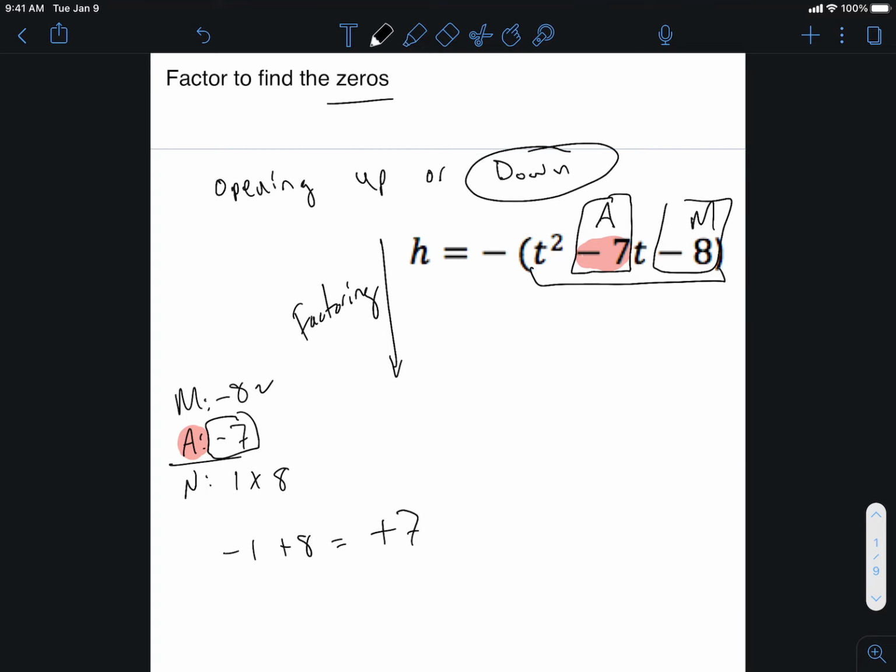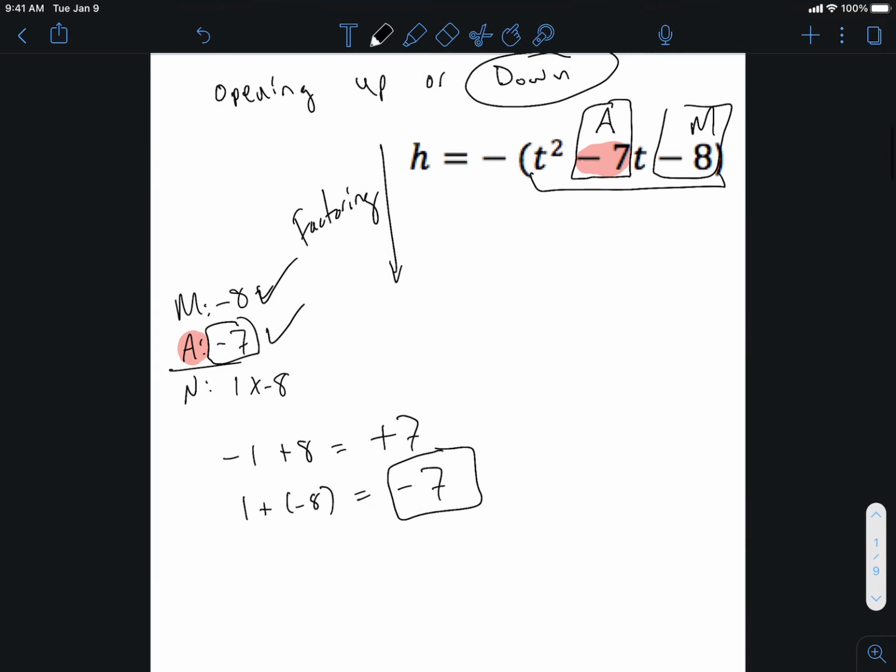What if I made the 8 negative instead? Well, 1 times -8 is still -8, which is great. But if I check it now, 1 plus -8, that equals -7. Now we've satisfied both conditions. Right? So we're good. Okay. So now, I told you guys, once we find what these 2 numbers are, the 2 numbers that work are going to be 1 and -8.